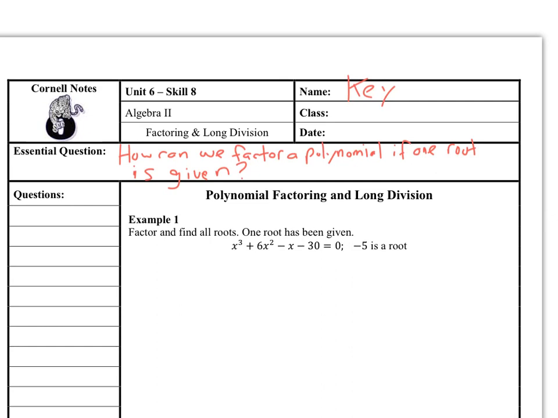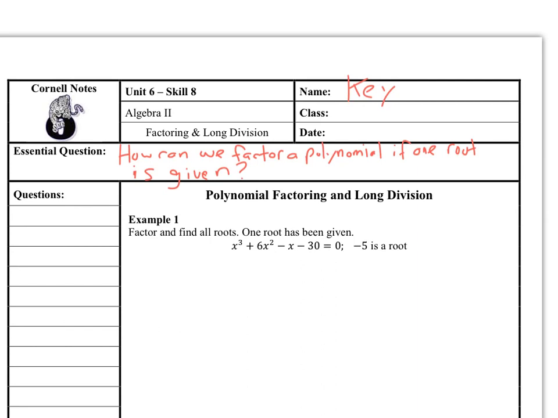So the example looks fairly straightforward, not too much to it. It says factor and find all roots, and one root has been given. Well, when that one root has been given, and typically this is a little nastier of a question, you can't factor it to start. So your goal here is you have to do a little bit of long division since you have a root.